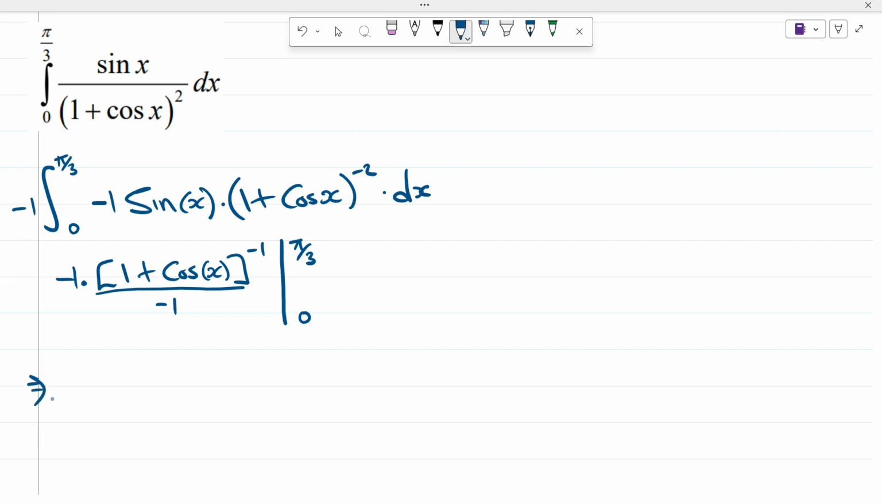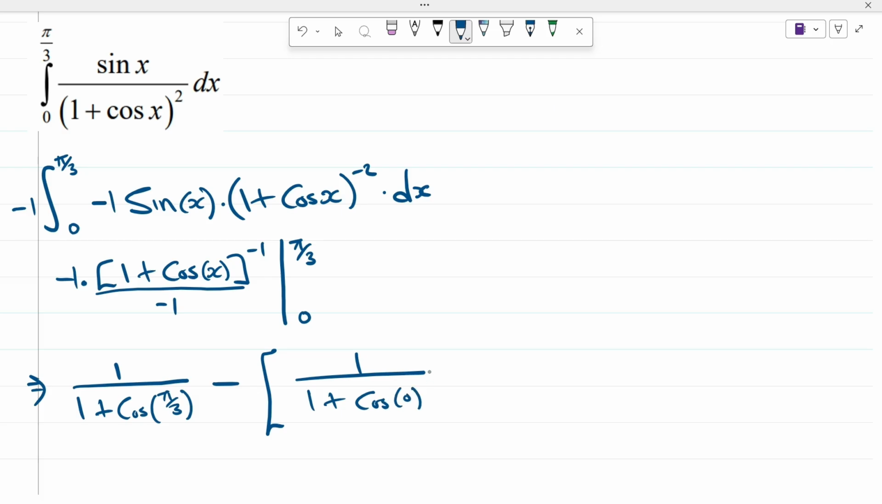Okay. Then from here, we can see negative 1 and negative 1 will cancel out. If we were to write this with a positive exponent, we're just going to take this whole thing down there. So it's going to be 1 over 1 plus cos of x, just like that. So we need to put the limits from here, meaning that this is going to be 1 over 1 plus cos of pi over 3, minus 1 over 1 plus cos of 0.